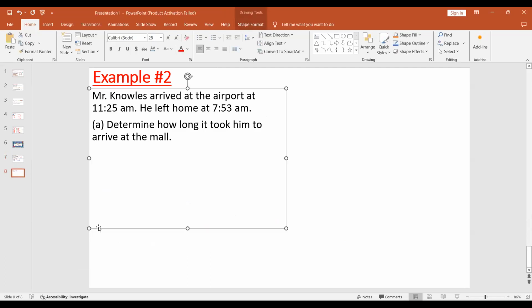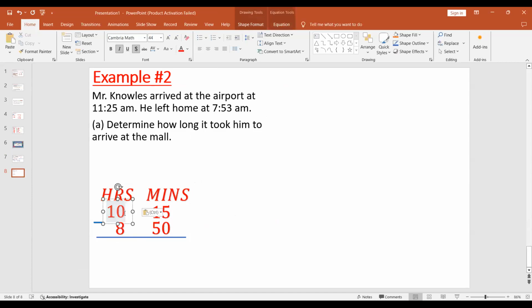So let's put this right here. We're going to subtract. What number are we going to put first? What number do we always put first? The arrival time or the leaving time? The arrival time. The time that you arrive. So it's going to be 11:25. Very good. And what's going to be at the bottom? 7:53. Very good. Perfect.